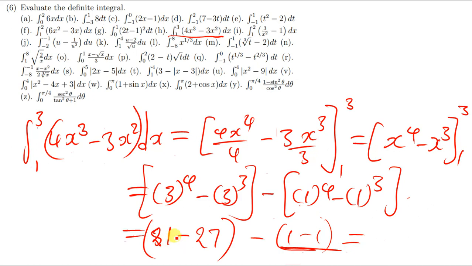So 81 minus 27 is just, I think, something like a 54. Yeah, it gives us 54. Alright, so this is how you solve that.